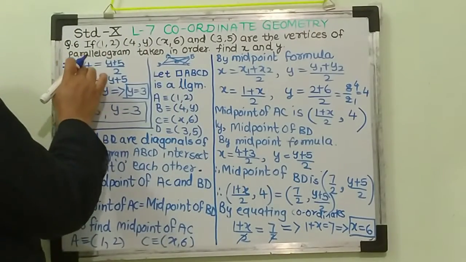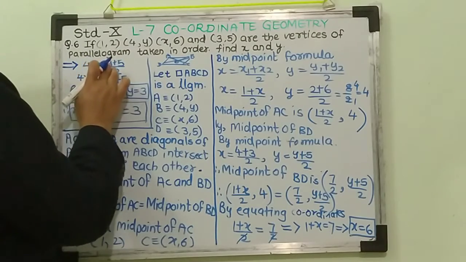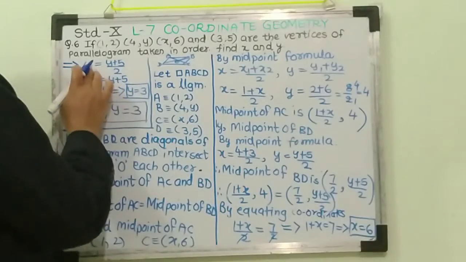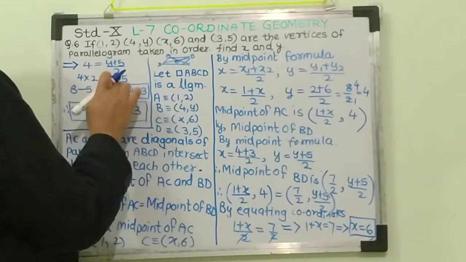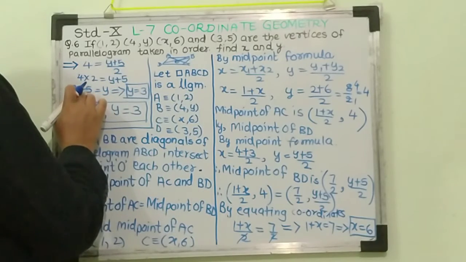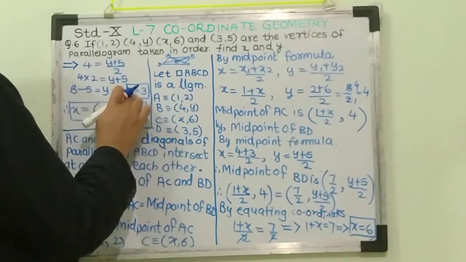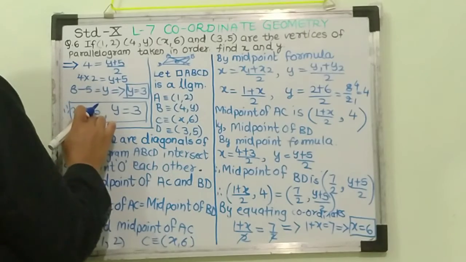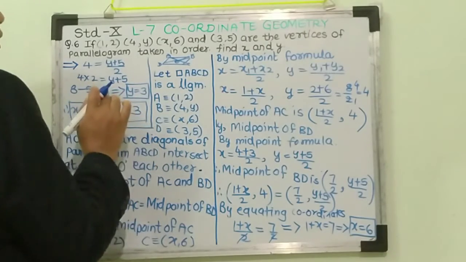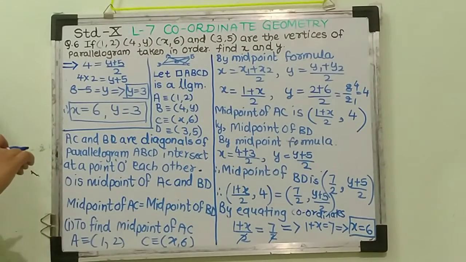Similarly, we are going to equate the y coordinate. 4 equals y plus 5 upon 2. 2 will come to this side, it will be multiplied to 4. So 4 into 2, 8. And this plus 5 will come to this side, it becomes minus. So 8 minus 5 equals y, which implies that y equals 3. So here we get x equals 6 and y equals 3. That is the required answer. So please copy down this.